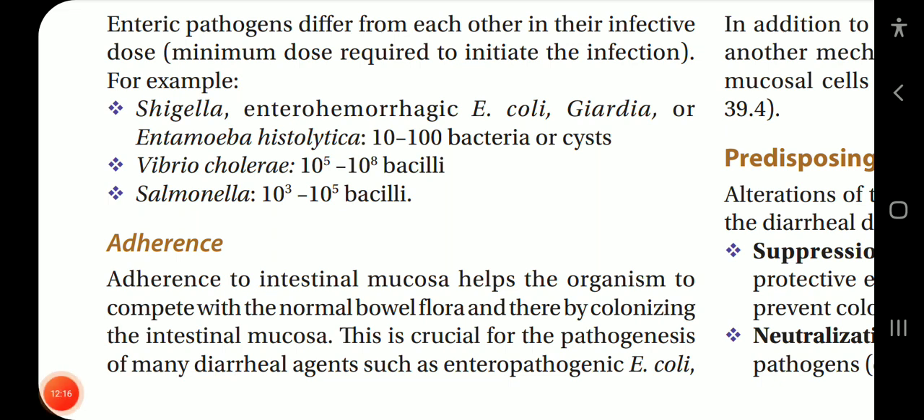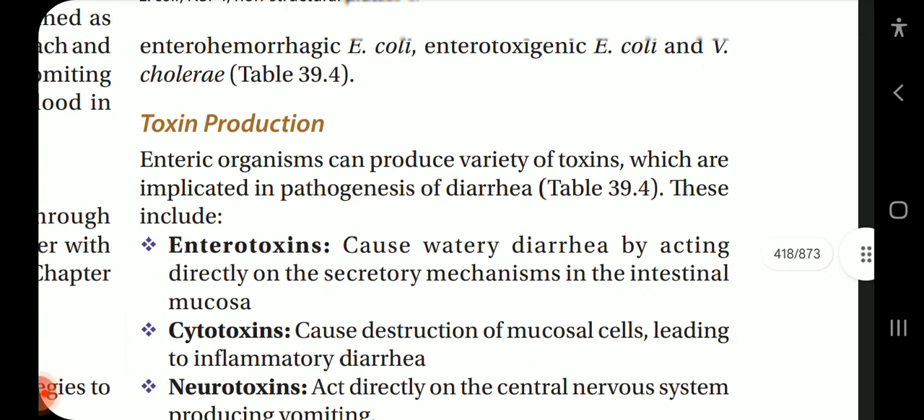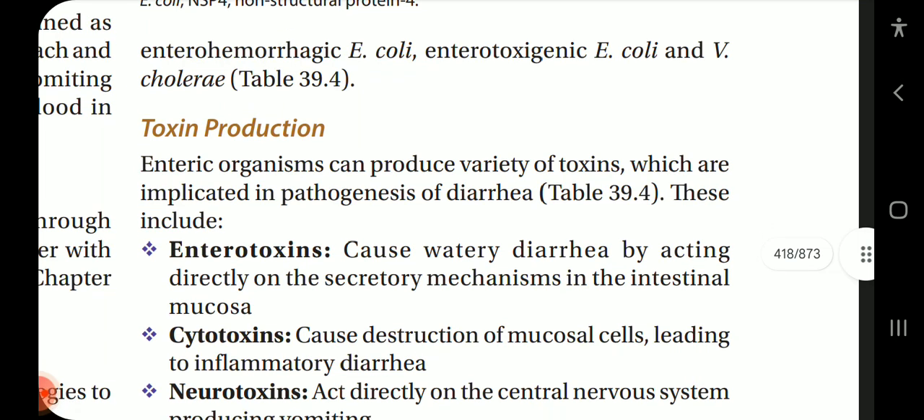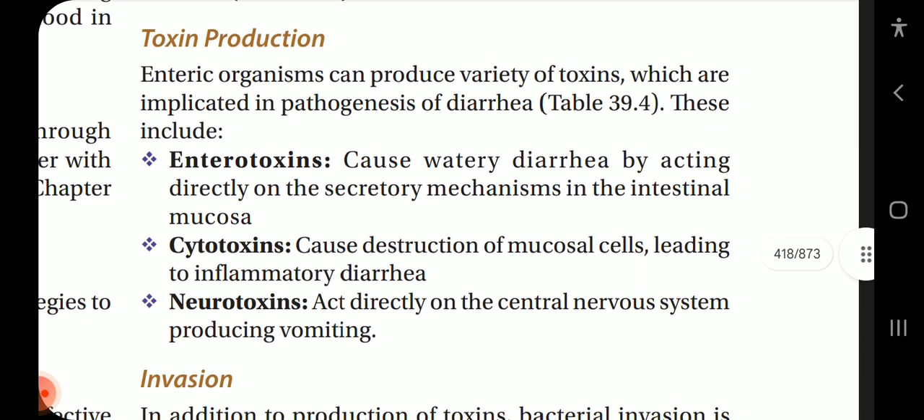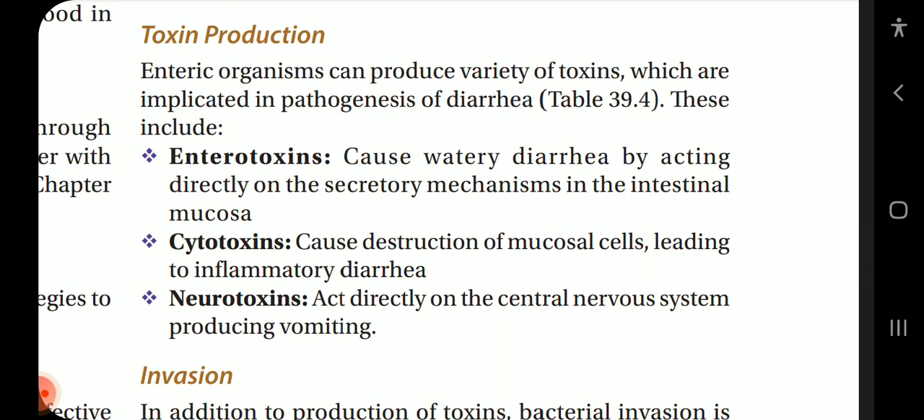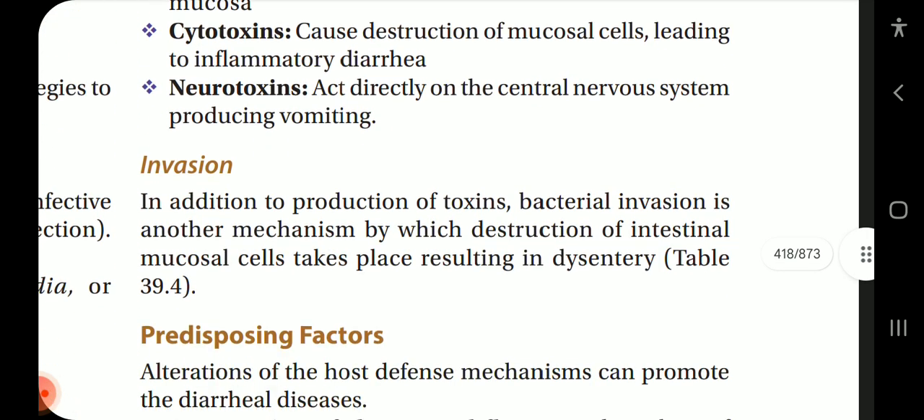Now the adherence. Adherence to intestinal mucosa helps the organism to compete with the normal bowel flora and thereby colonize the intestinal mucosa. This is crucial for pathogenesis of many diarrheal agents such as enteropathogenic E. coli, enterohemorrhagic E. coli, enterotoxigenic E. coli, and Vibrio cholerae. Toxin production: enteric organisms can produce a variety of toxins which are implicated in pathogenesis of diarrhea. These include enterotoxin, which causes watery diarrhea by acting directly on the secretory mechanisms in the intestinal mucosa. Cytotoxin causes destruction of mucosal cells leading to inflammatory diarrhea. Neurotoxin acts directly on the central nervous system producing vomiting.